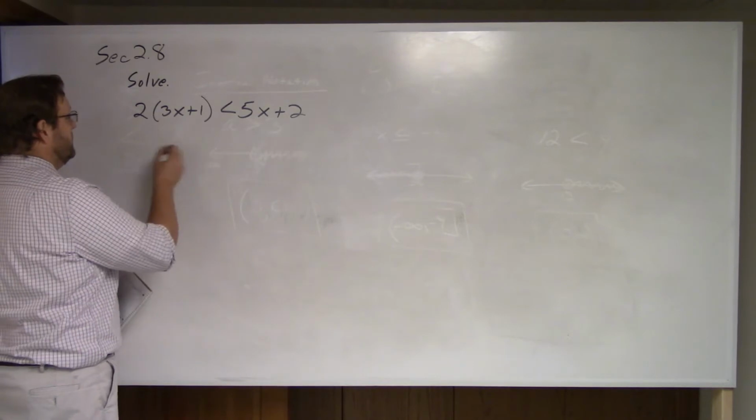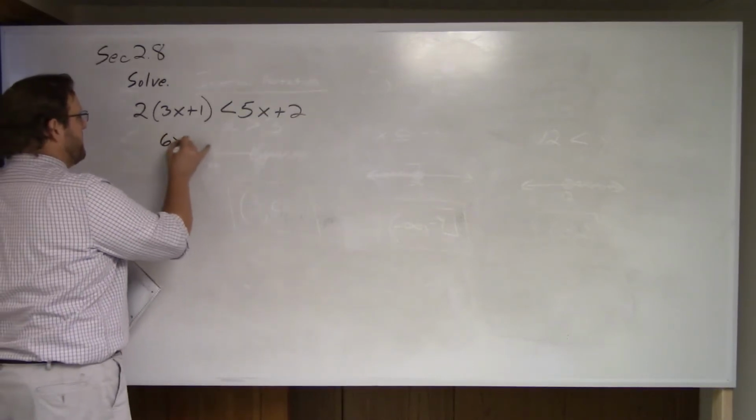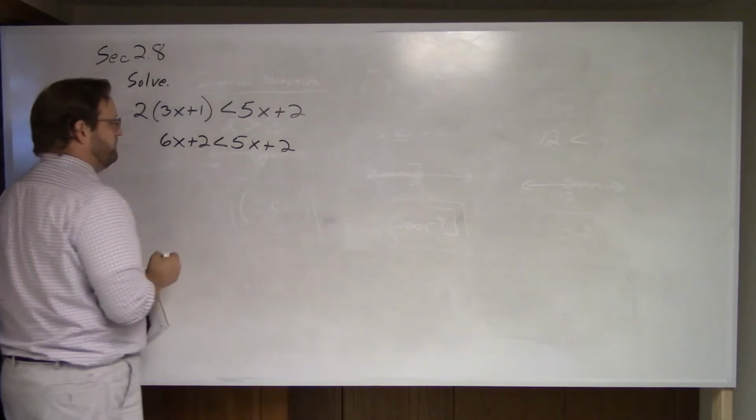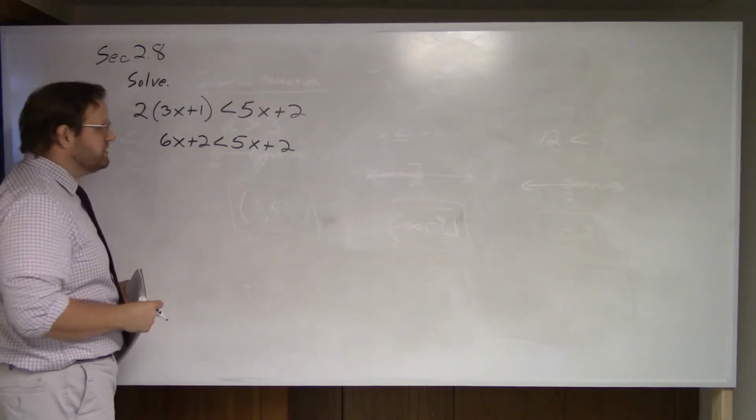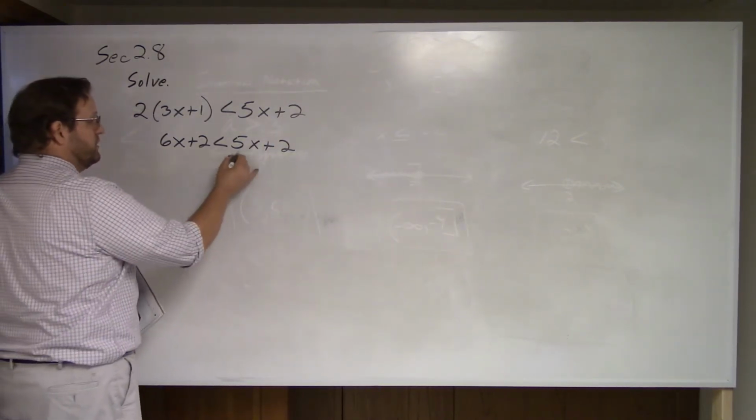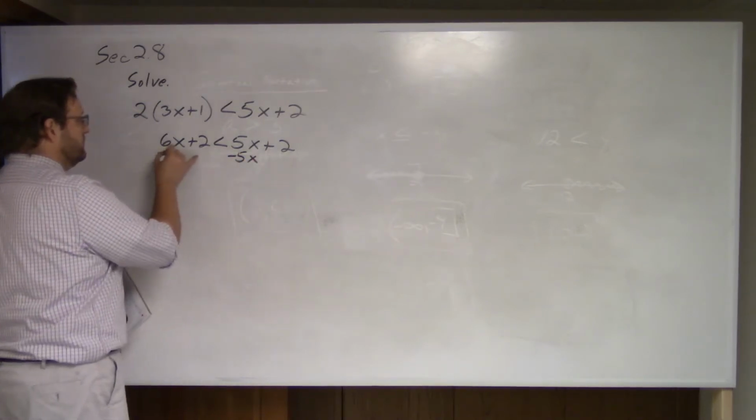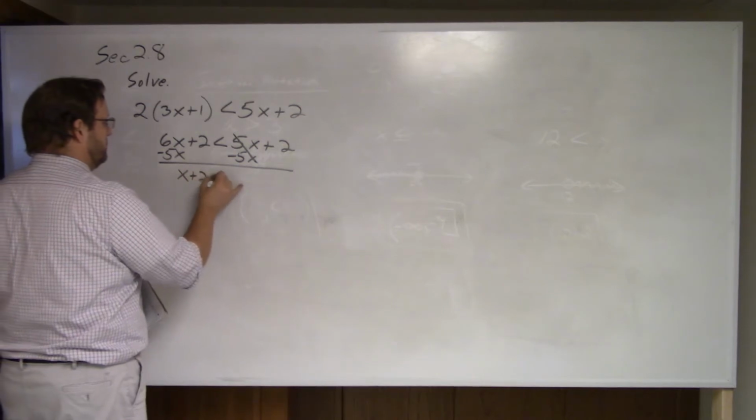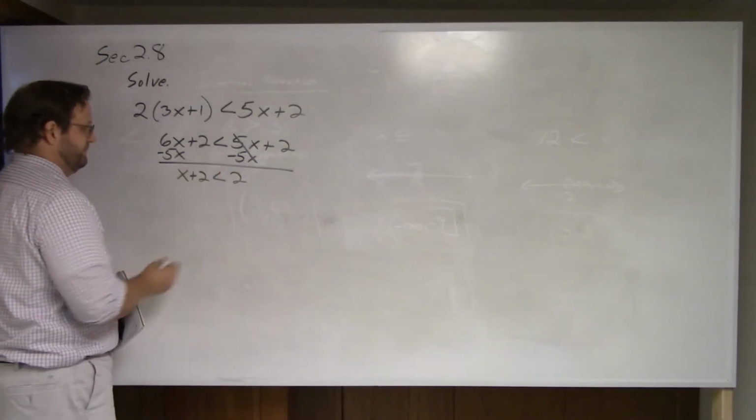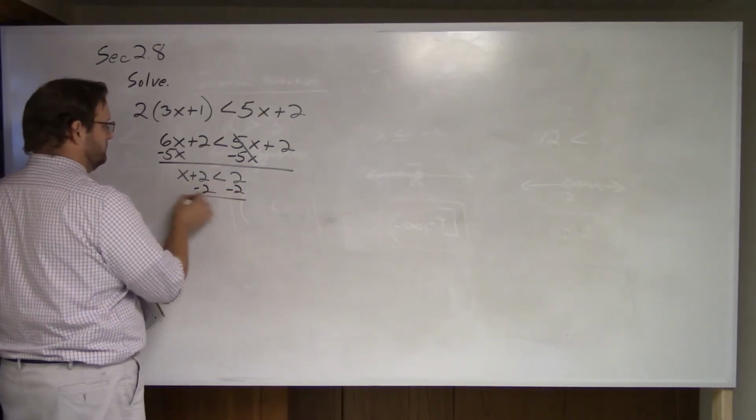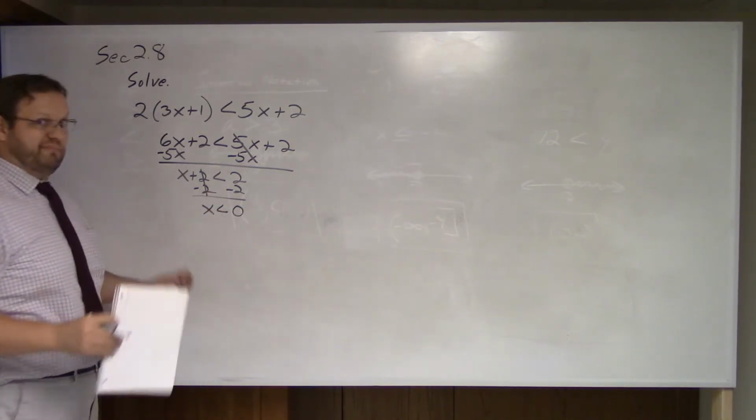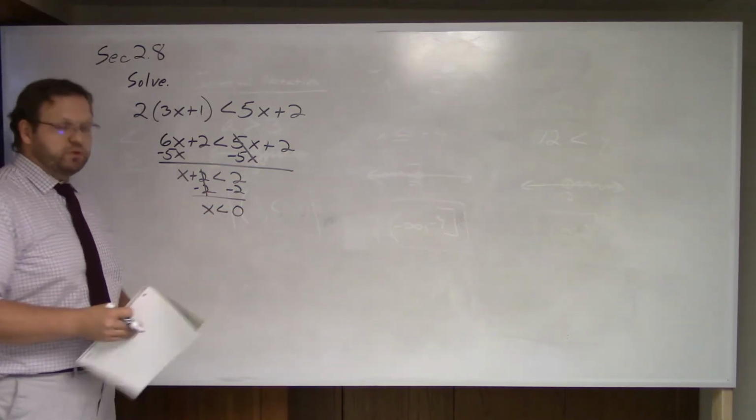First thing, distribute. No clearing fractions, no combining like terms. So I get the variable on one side. Subtract the 2. And that's it. There's nothing more to it than that.